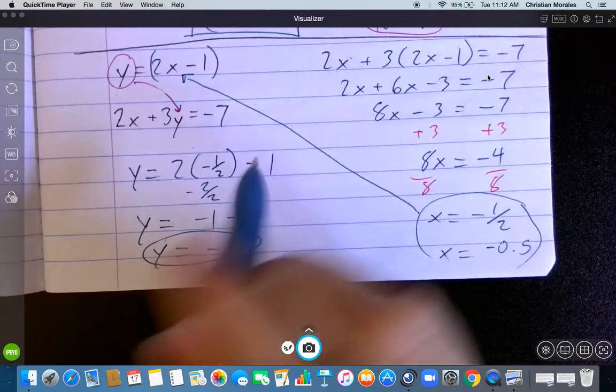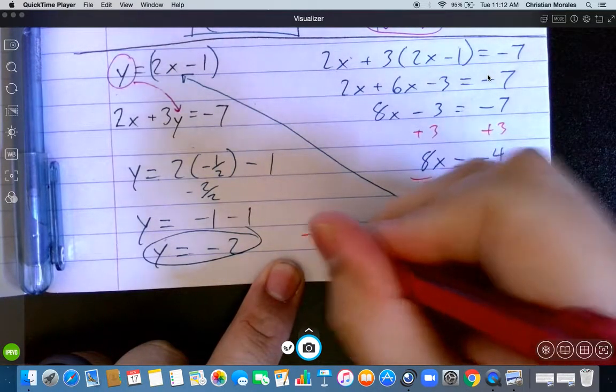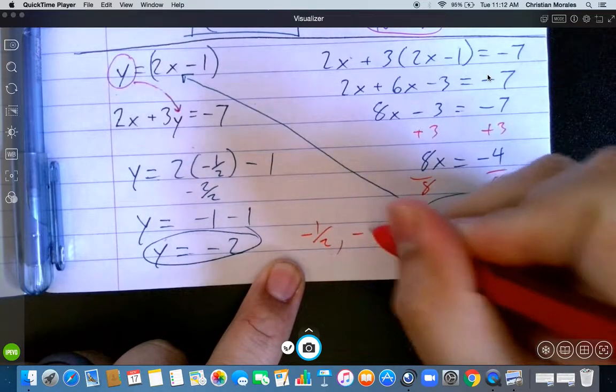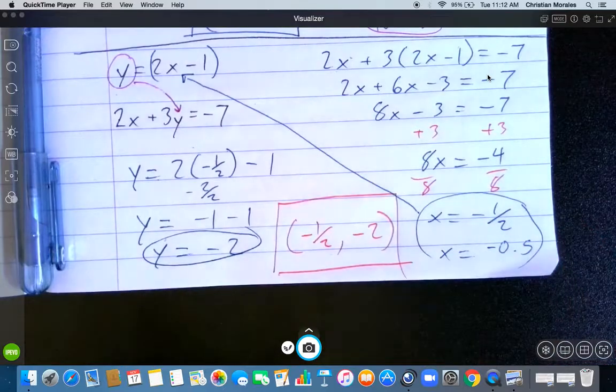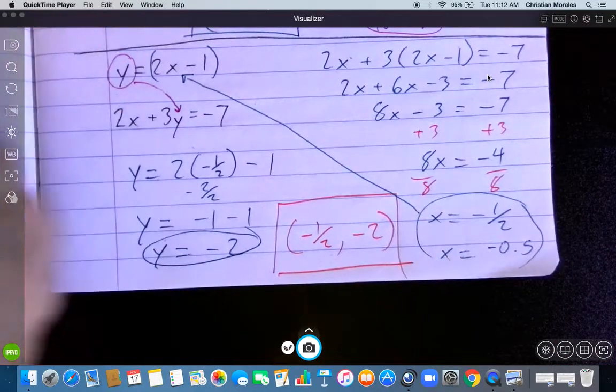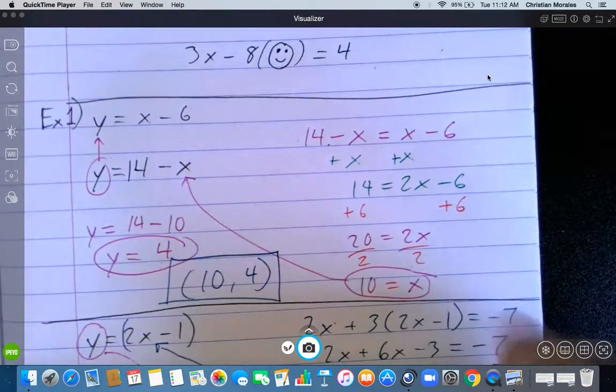So the point where these meet, my answer would be -1/2, -2. This is where these two lines meet. Okay, substitution. All right, let's do example number 2.